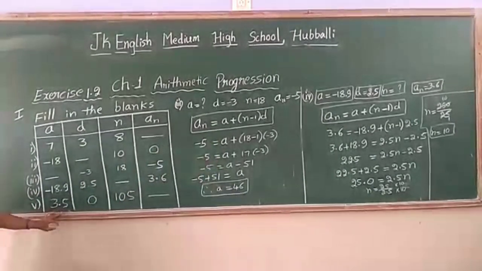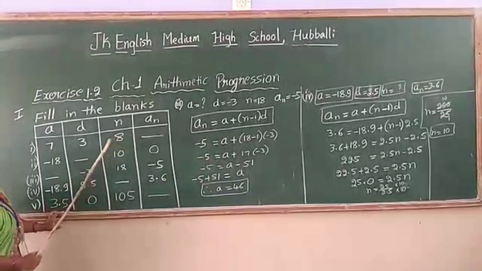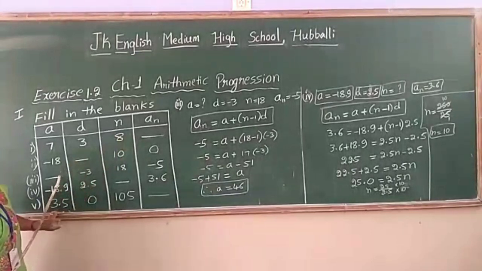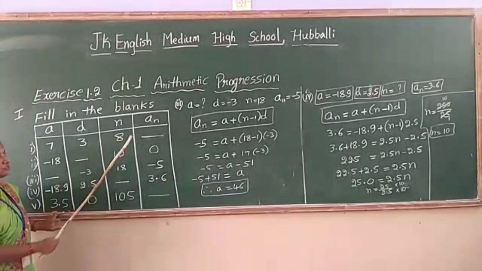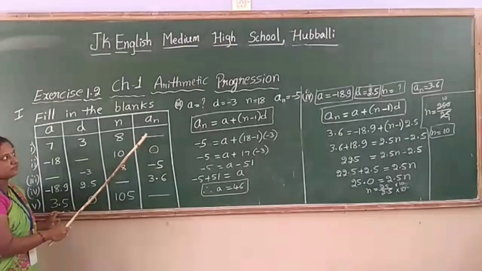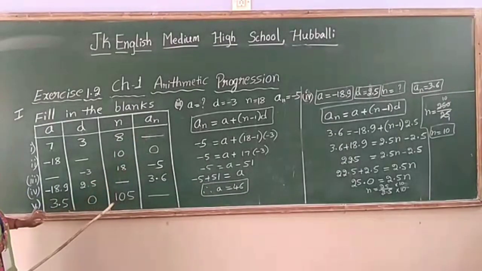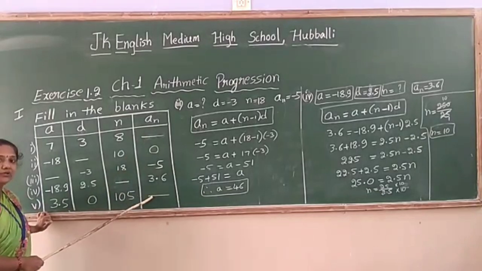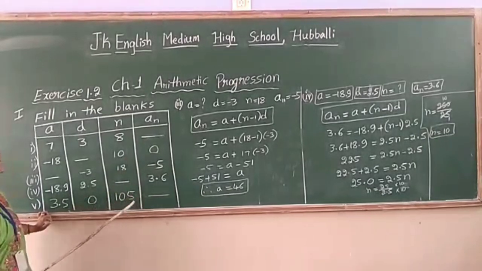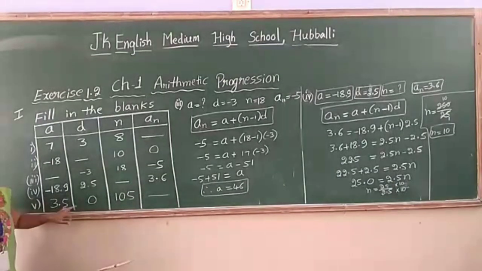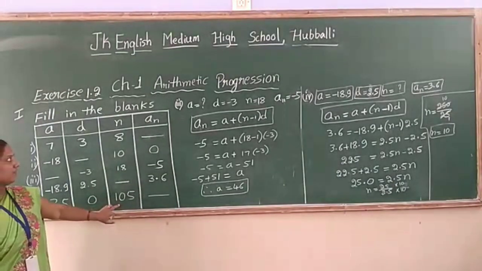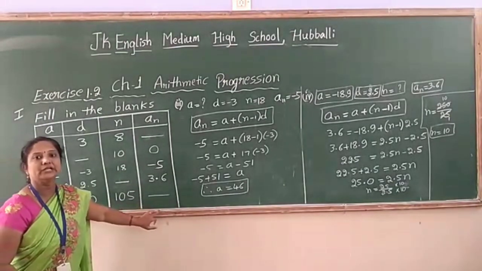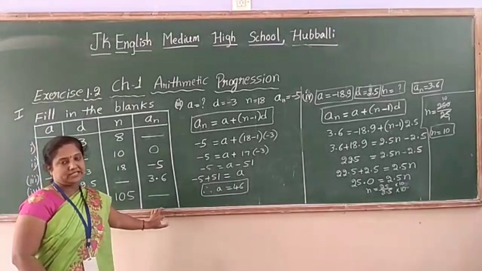Okay children, now we are learning how to find an, b value, a value and n value. In the same manner as we found in the first sum, you have to do the fifth sum. You have to find the an value. I am giving this last sum: a value 3.5, b value 0 and n value 105. You find an as an assignment.